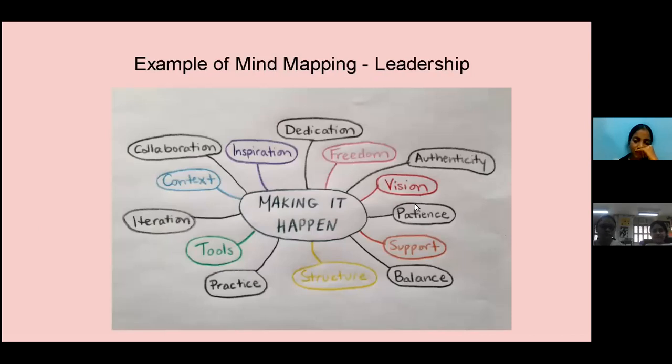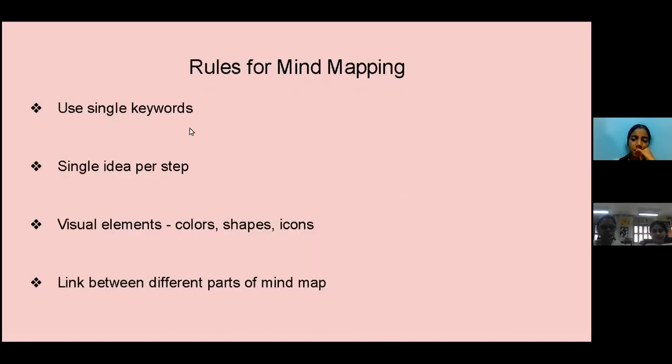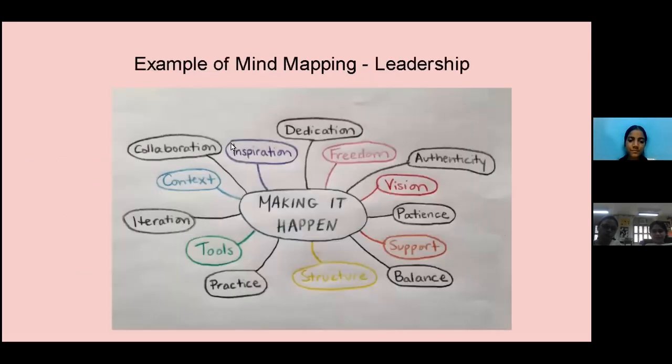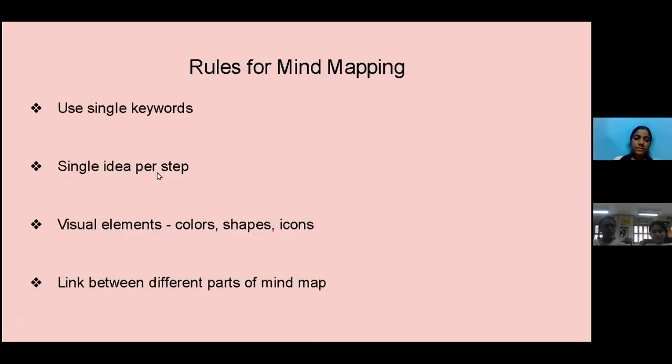Are we using too many words over here? We are using a single keyword. Authenticity is a single keyword. Vision is single. Yes. So that is something which you have to use. Single keyword. Okay. Single idea per step. See here also, dedication is one idea, inspiration another idea, context, tools, collaboration, iteration, structure. Everything is a separate idea. Okay. So single concept, separate ideas.